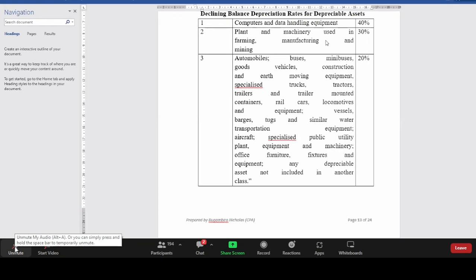Class 2. They cleared the mess. Before there were a lot of involved assets. Some assets were here, like automobiles. Some of them, cars, were here, and others were there. Plant and machinery used in farming.